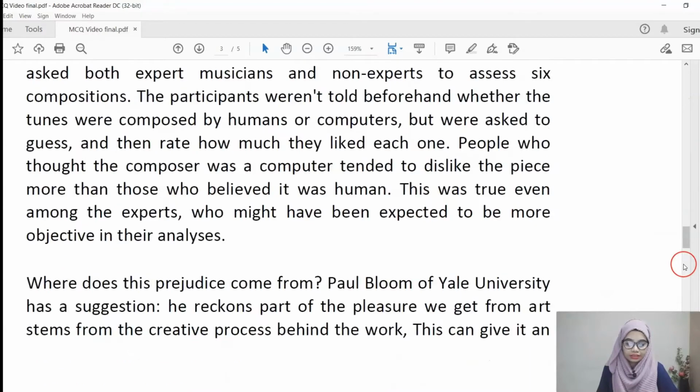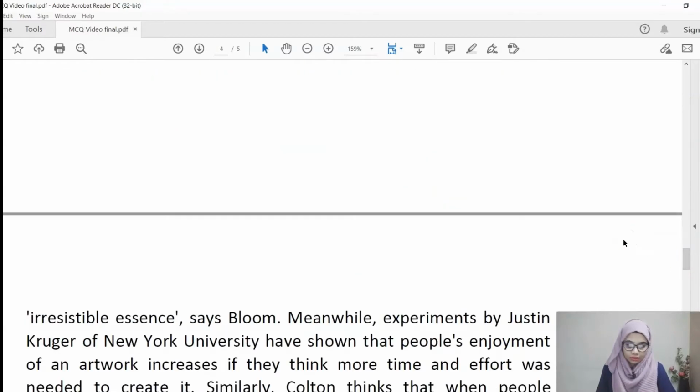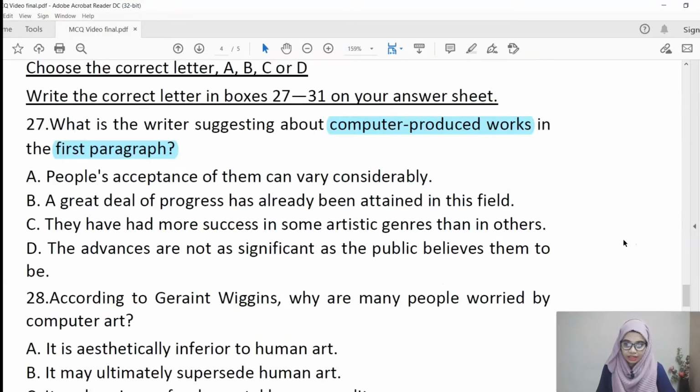And does the option actually say that they have had more success in some genres than in others? So there is no such comparison shown in this particular paragraph. Because there's just mention of one genre, and the paragraph does not say that this is more successful than others. So no, C is not the option.